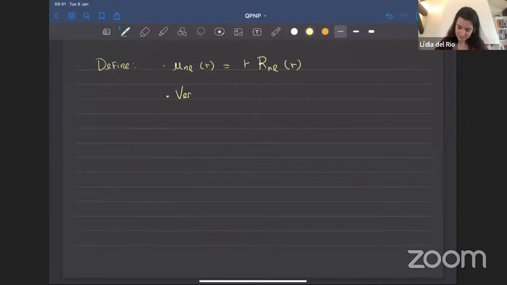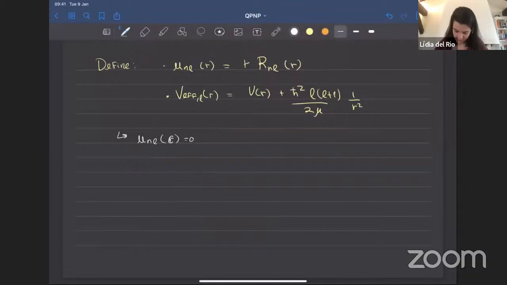And if we write an effective potential that depends on l and r, which is the original potential plus l(l+1) over 2m, times 1 over r squared, then we saw that in these cases we have this function where at r equals 0 it is 0, and for r larger than 0, it's exactly the same Schrödinger equation as for a particle in a 1D potential, right? This was the big conclusion.